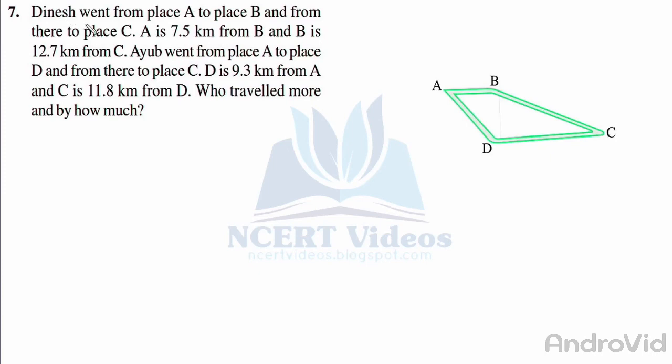7th, Dinesh went from place A to place B and from there to place C. A is 7.5 km from B and B is 12.7 km from C. Now Ayub went from place A to place D and from there to place C. D is 9.3 kilometers from A and C is 11.8 kilometers from D. Who traveled more and by how much?